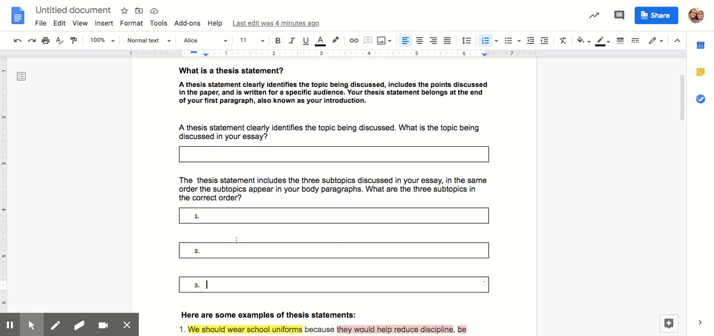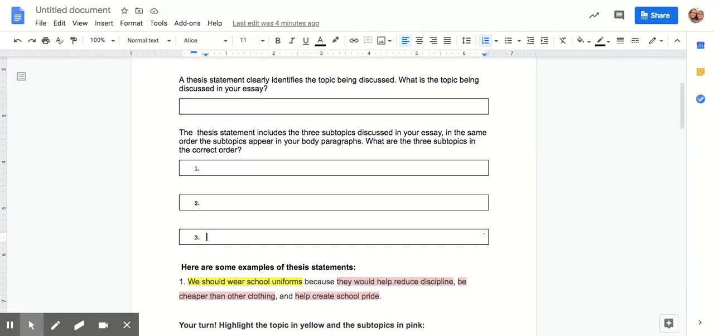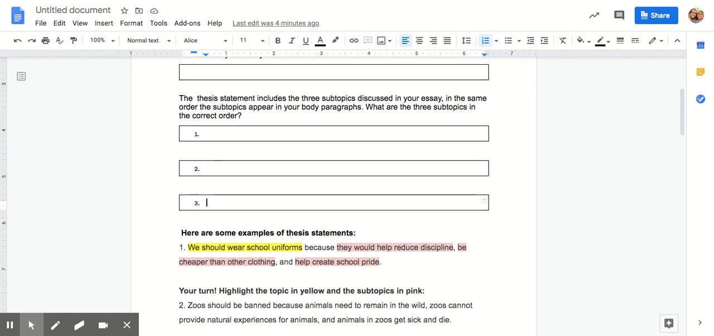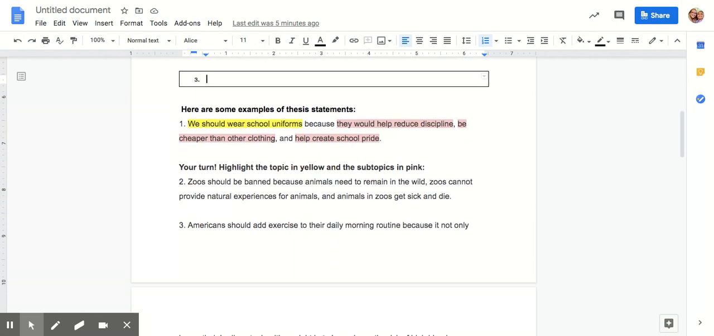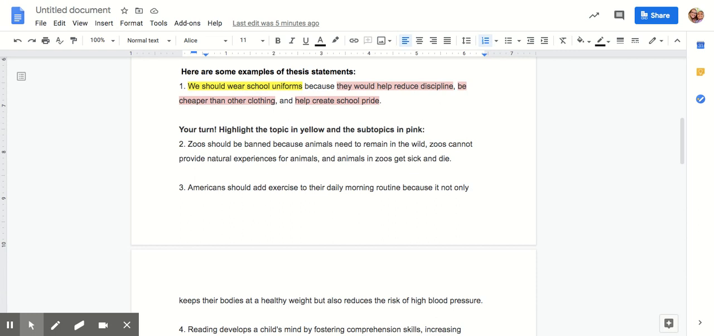Okay. If you do not have that information yet, you will be able to go and get that later. I'm going to talk about some examples of thesis statements now. So here is an example of a thesis statement for school uniforms. We should wear school uniforms because they would help reduce discipline, be cheaper than other clothing, and help create school pride. The topic is school uniforms.